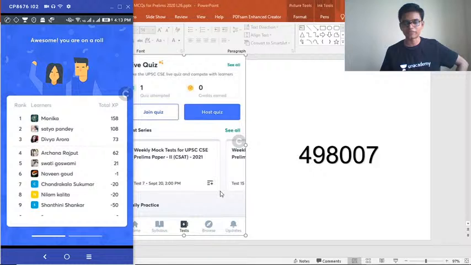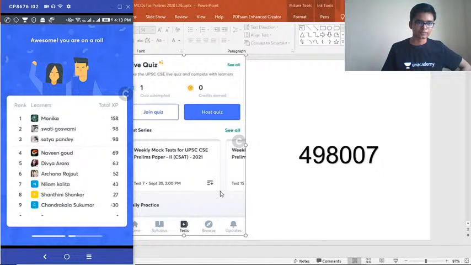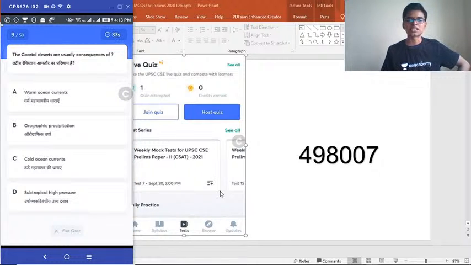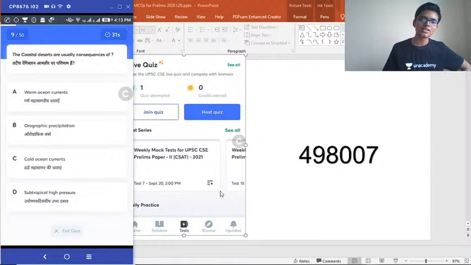Correct answer C, 50% getting it. Very good. Monica, Swati, Satya, Naveen, all there. Question 9. The coastal deserts are usually consequences of dash. Very simple question. Warm ocean currents, orographic precipitation, cold ocean currents, subtropical high pressure.